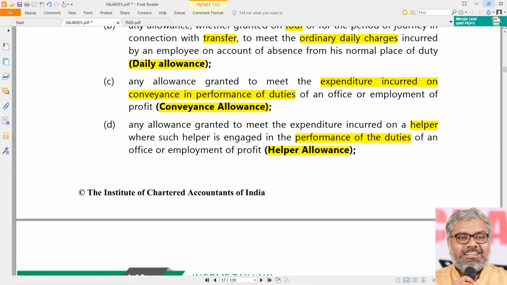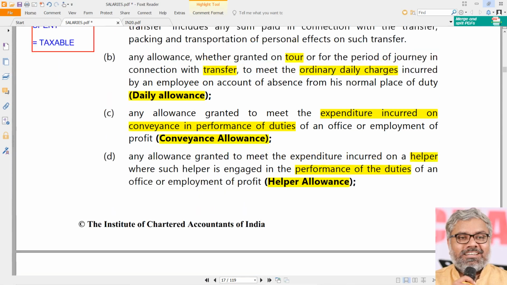For example, an employee may have a facility of recruiting his own personal assistant or his own office boy who will be aiding or helping him in the performance of his duties. The helper may not be on the rolls of the company, but the company directly gives some money to the employee. In turn, the employee can give it to his own helper. But that helper, whoever he may be, should be recruited, and the helper should be doing actual official duties once again. That is a common point.